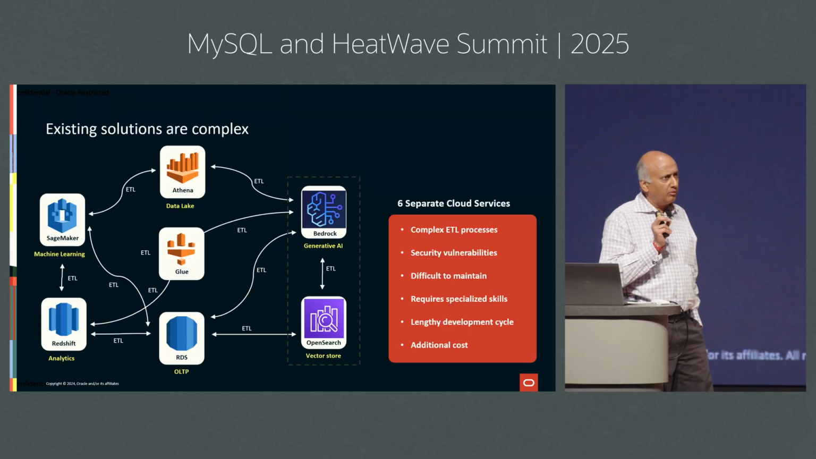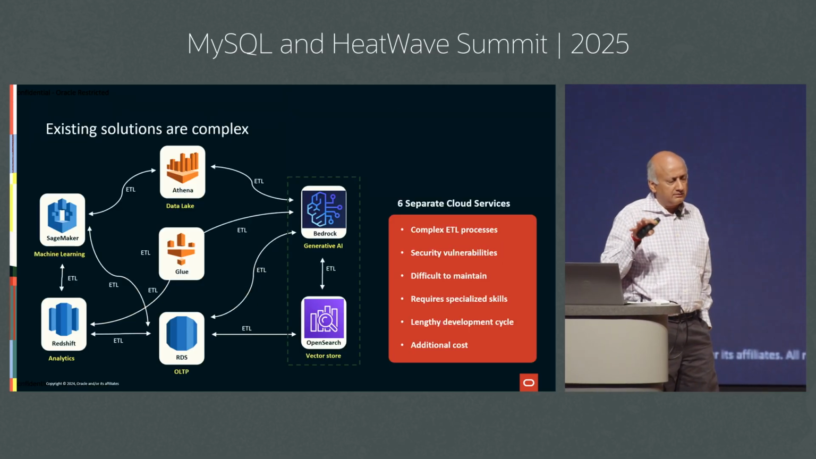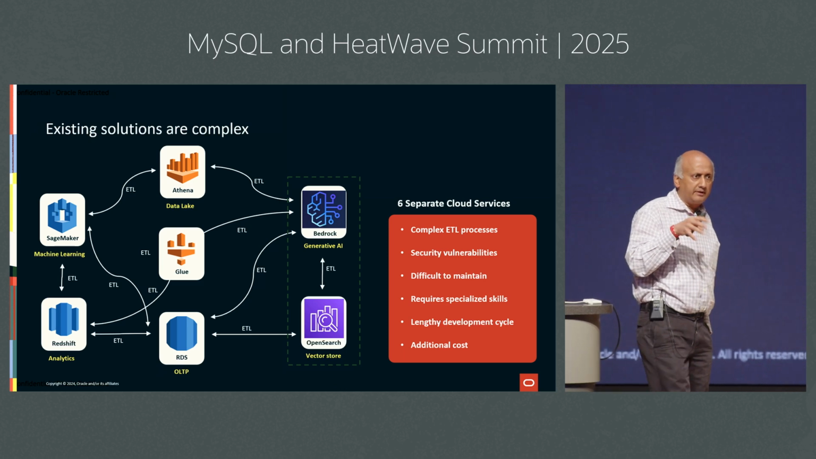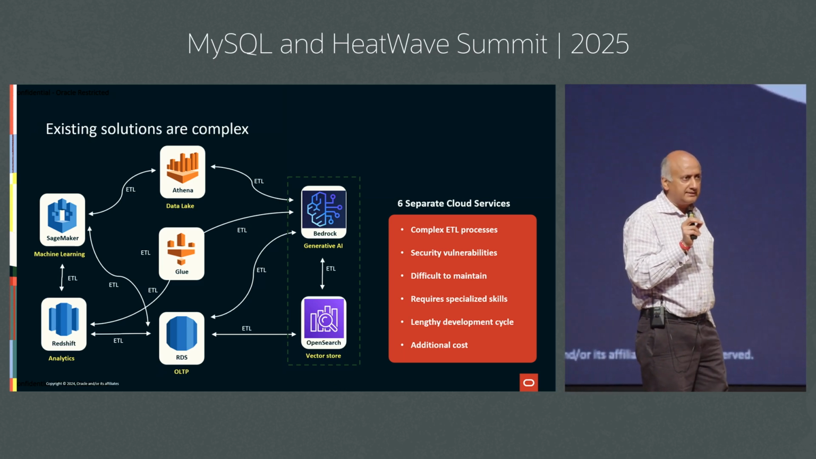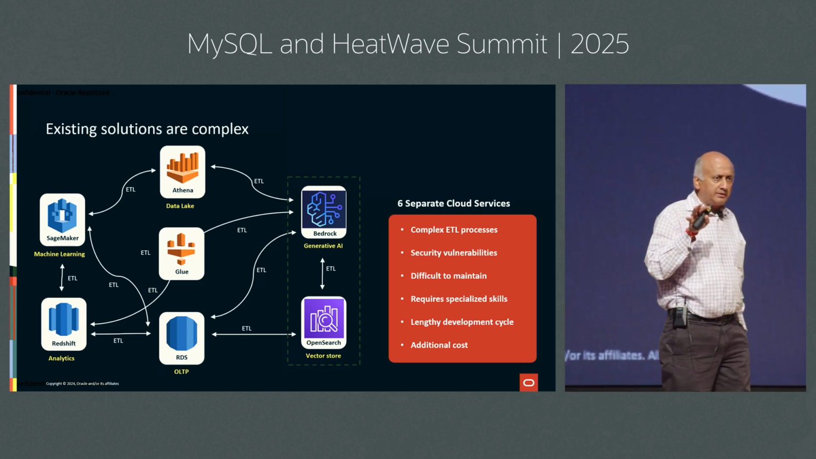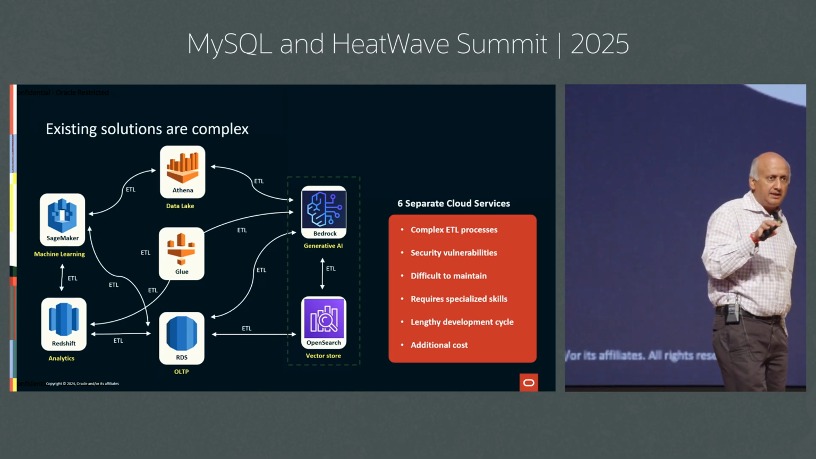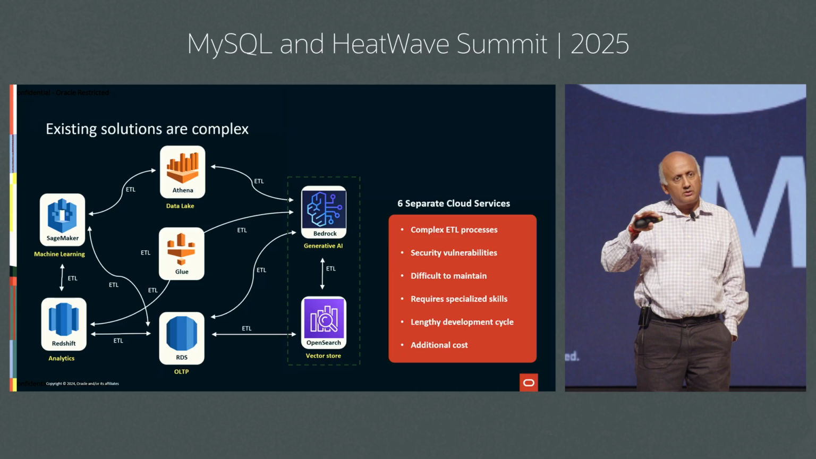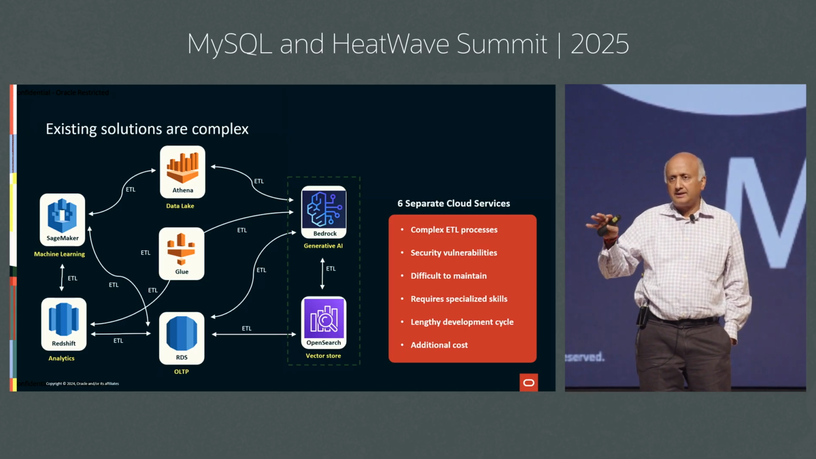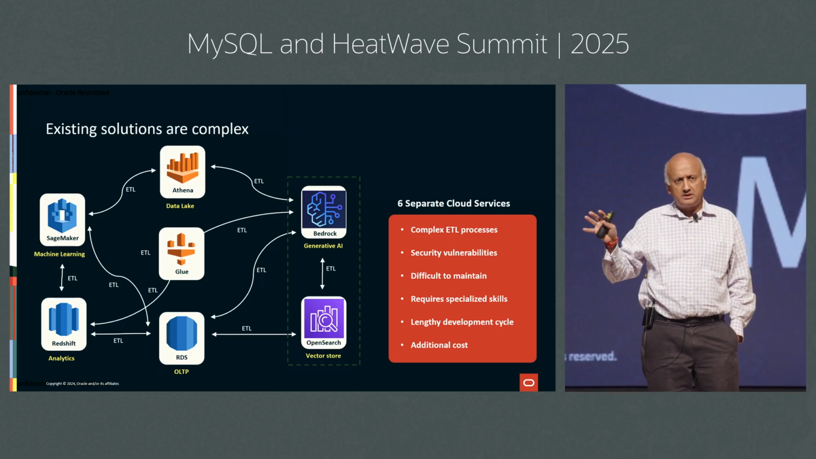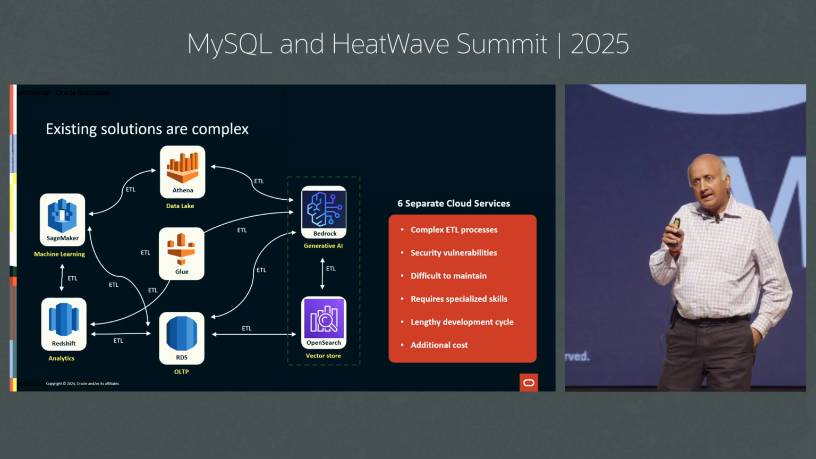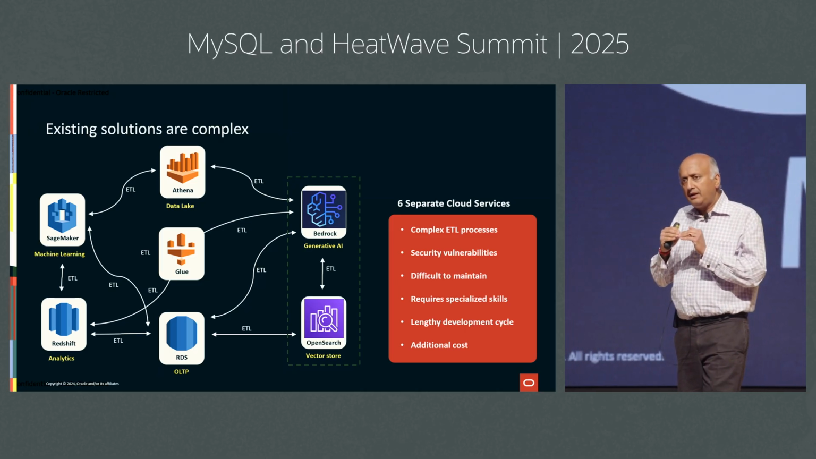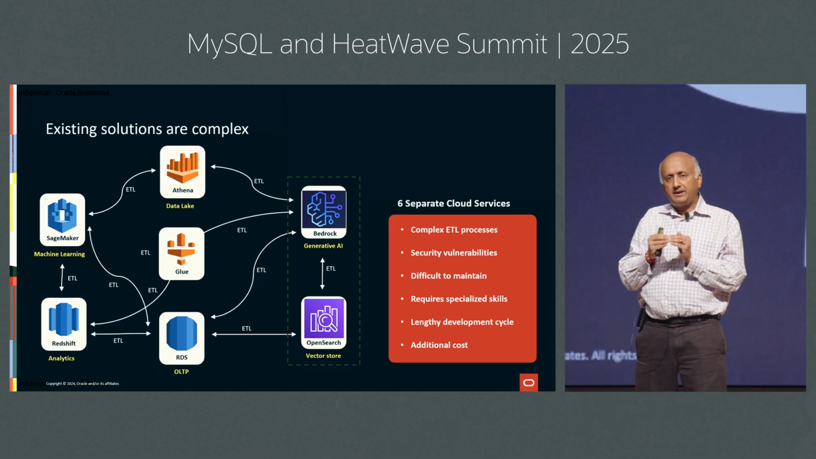Now, I'm going to talk in more detail about what we have in support for generative AI, but one of the things to note is that if you were to try to build a similar application in AWS, you will have to use a number of different services. You will have to use Aurora for transaction processing, Redshift for analytics, SageMaker for machine learning, Bedrock for generative AI. And this significantly increases the complexity for the application.